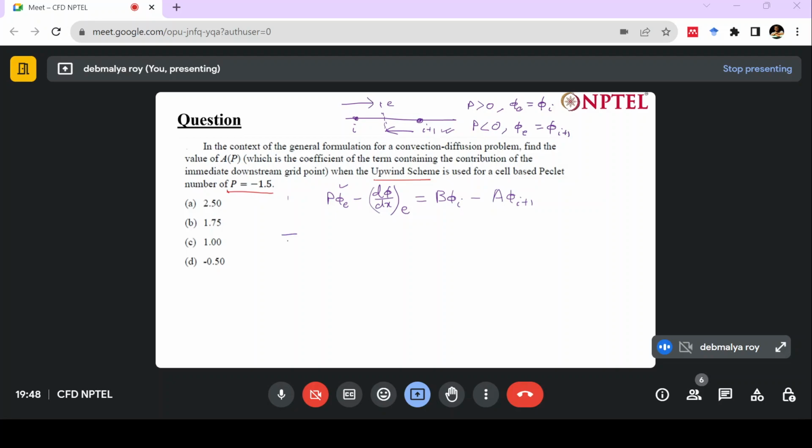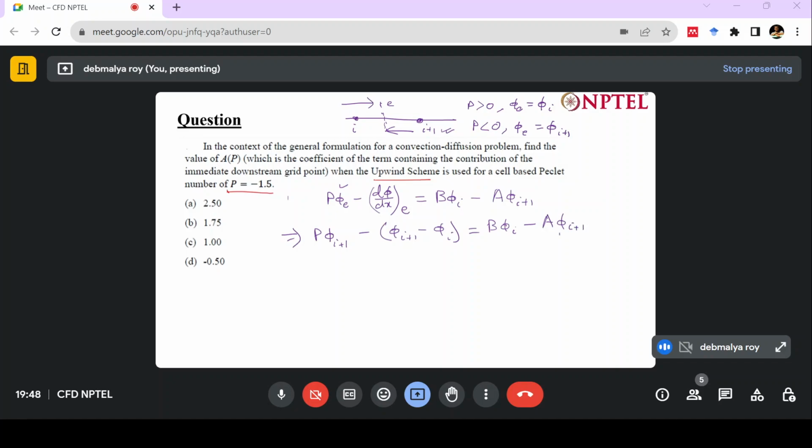So P is negative, that means phi E will be replaced as plus minus, this we already know. This will be phi I plus 1 minus phi divided by 1. So this is phi I minus A phi I plus.